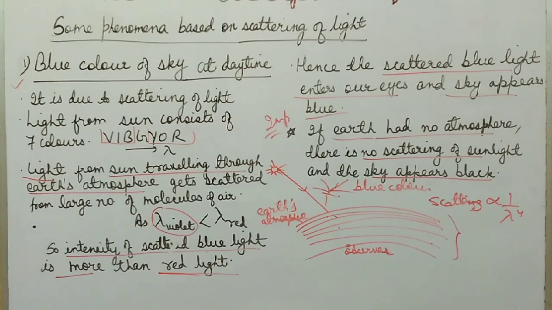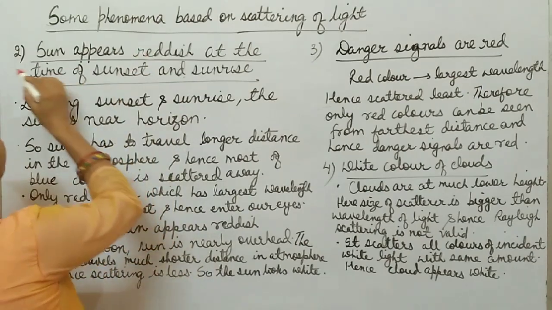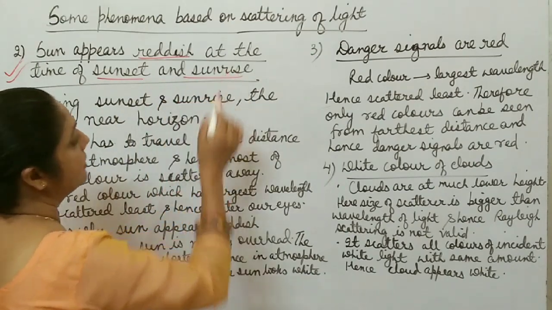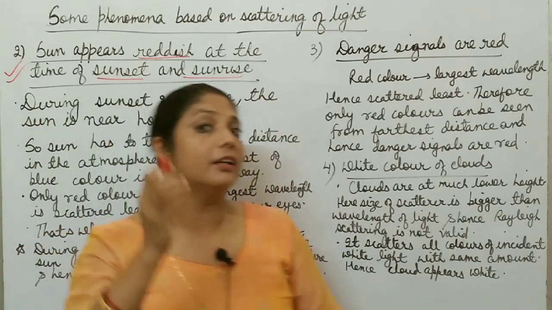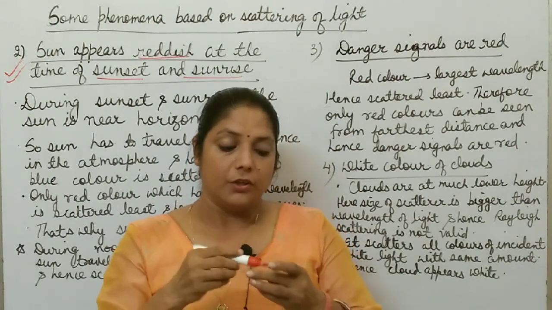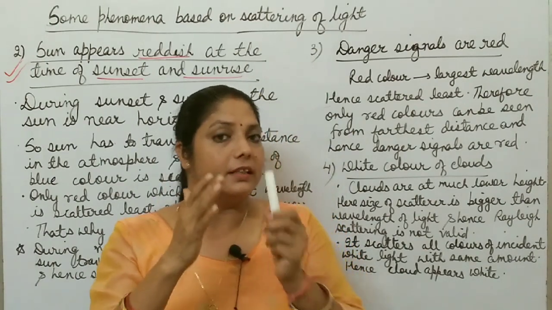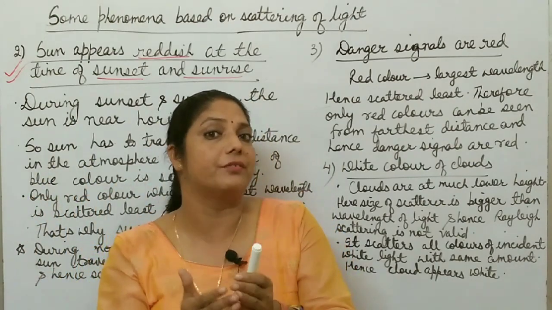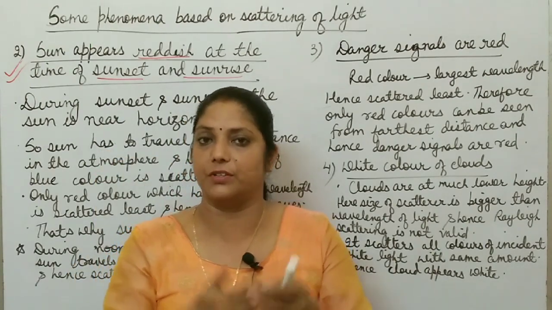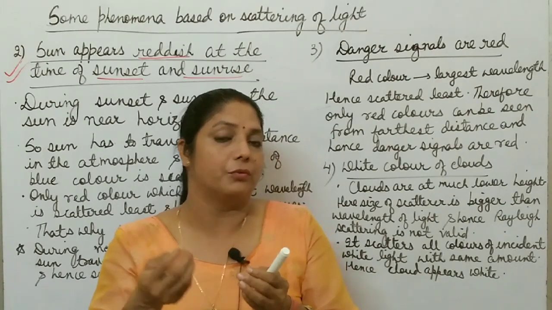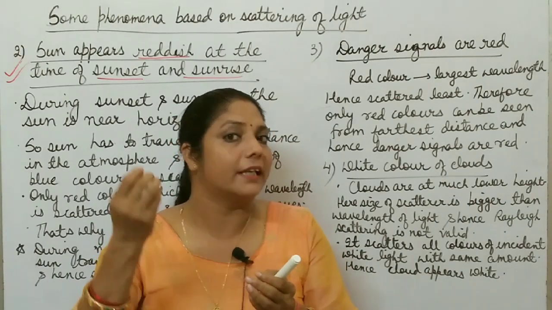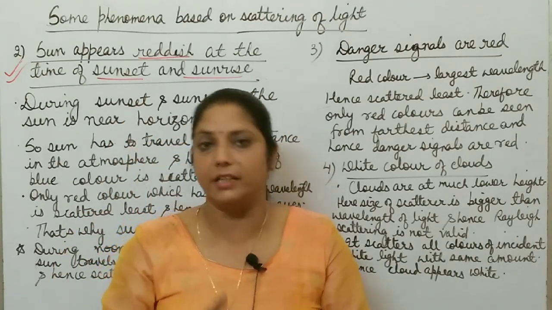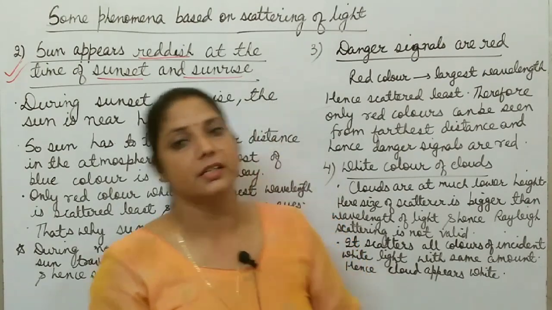Then we move to the next topic. Now, the next phenomenon based on scattering of light is that the sun appears reddish at the time of sunset and sunrise. During sunrise and sunset, the color of the sun is red. Why? You know, during sunset or sunrise, the sun is near the horizon, right? And in that case, the sun has to travel a larger distance through the Earth's atmosphere. So what happened? Blue color, violet color has minimum wavelength, so it scatters away, and only red color, which has larger wavelength, reaches our eyes. That's why the sun appears reddish during sunrise or sunset.